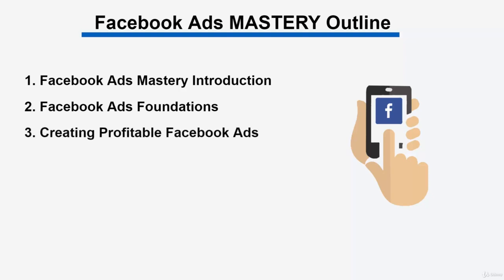And then in section 3, this is where we're going to walk through creating profitable Facebook ads. We're going to walk through the different types of campaign objectives, the traffic campaign, clicks, conversion, right? We're going to walk through those that are the most important for what we're trying to accomplish here. If you have a product, if you have a service, right? We're going to walk through the different types of campaign objectives that are going to make the most sense for your business.